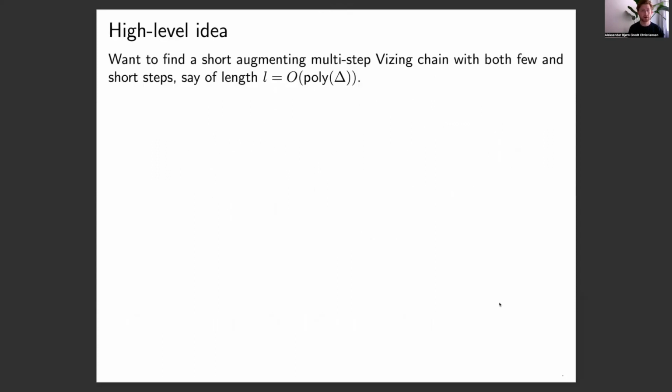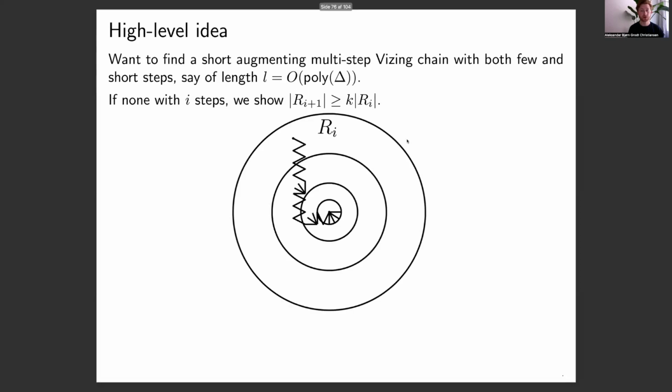All right. The high-level idea is then to find a short multi-step Vizing chain with both few and short steps. So we want to only take a step length that depends on delta. We're going to fix some step length L of size poly(delta). And we're going to show that if there's no short augmenting multi-step Vizing chain within the first i steps, then the set of vertices that we can reach grows exponentially.